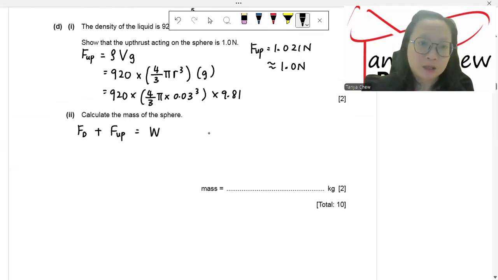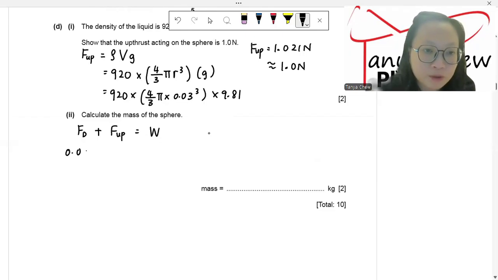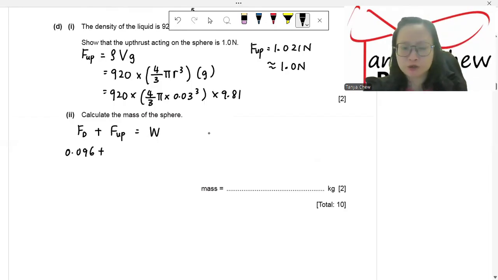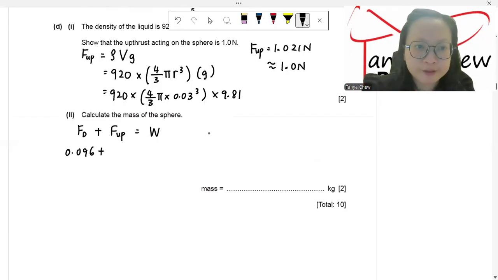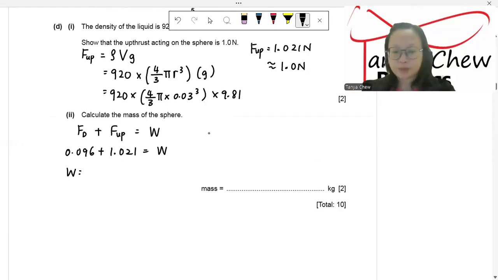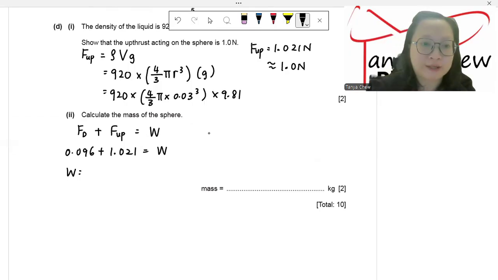How about that? The drag force is the one that is being given, which is 0.096. Upthrust force, you just calculated in D part 1, I am going to use the intermediate value, which is 1.021, is equal to weight. I just calculate my weight first. So weight is equal to 0.096 plus 1.021. And I got 1.117. 1.117 Newton is the weight.